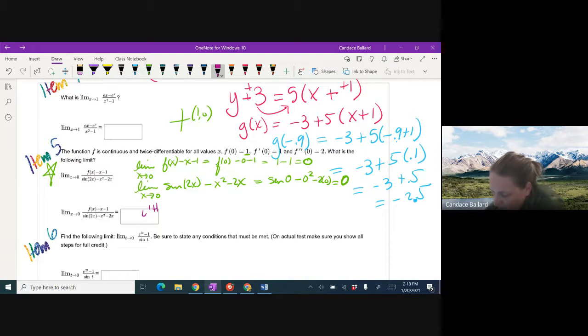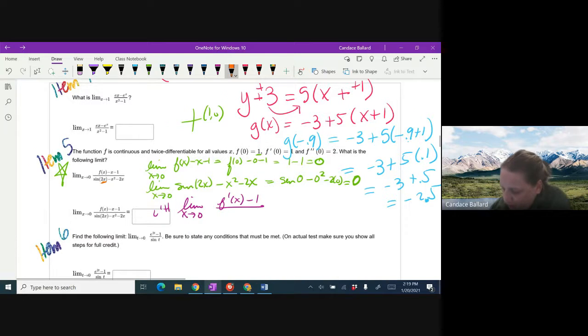So I need derivative of the top, derivative of the bottom. Top's not too bad. Derivative of the top would be what? f prime of x minus 1. Okay. What issues do I have going on in the bottom? Is there anything I've got to be careful of in the denominator? Ah, yes, there's a chain rule. You guys are getting really good at seeing it.